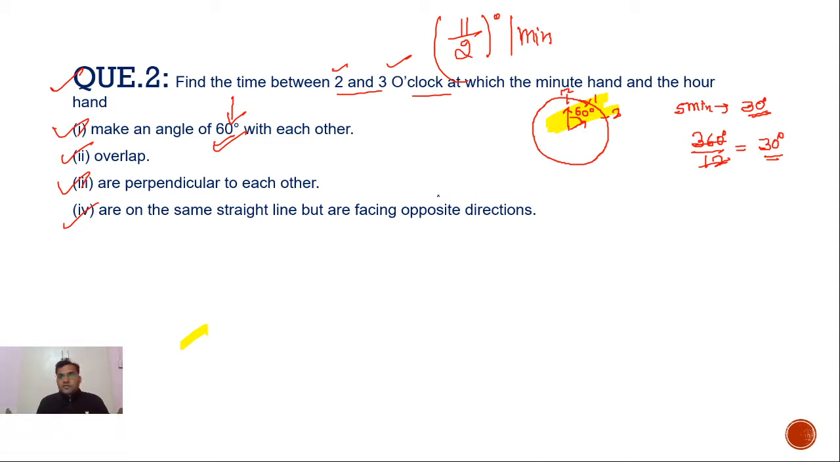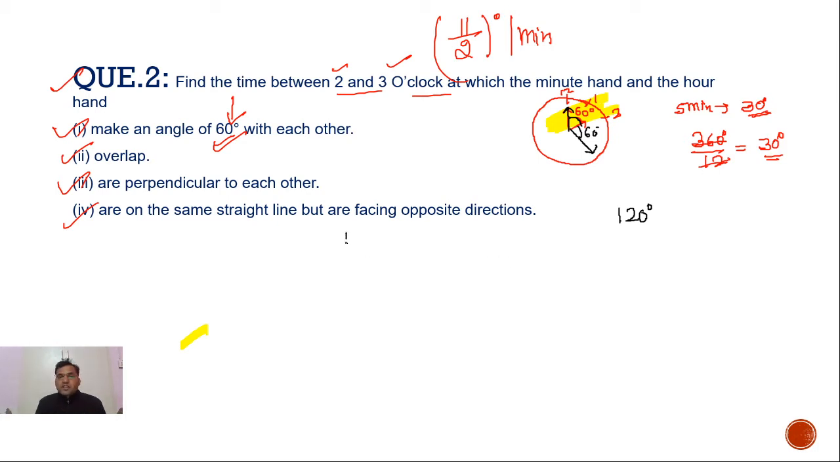For example, the angle of 60 degree can be made when the minute hand will travel this angle of 60 degree and then make another angle of 60 degree. So therefore, to make an angle of 60 degree, the minute hand needs to travel a 120 degree angle. You see that when we are solving the questions of clock, we are supposed to take the distance in terms of degree and the speed in terms of degree per minute.